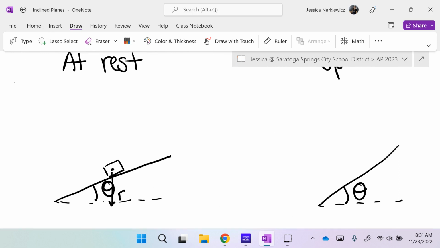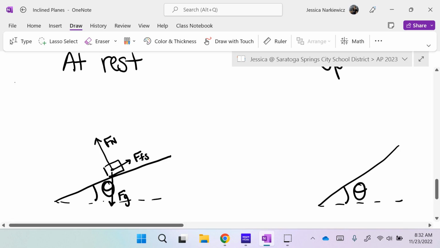I have my force of gravity downward. Now, initially, this object wants to slide downward. So to prevent that sliding downward, the force of static friction has to act up the incline, and then I have a normal force. We talked before that the force of gravity is the thing that gets broken up into components. So we have an FG perpendicular, a normal force, an FG parallel, and a force of static friction.